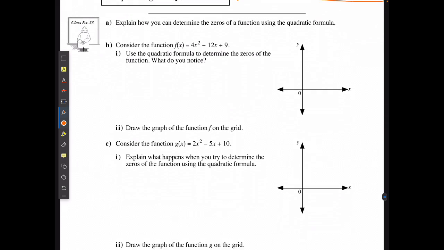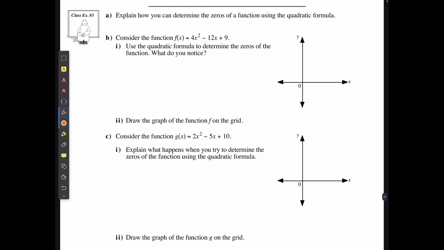So for example 3, when it says, explain how you can determine the zeros of a function using the quadratic formula, the answer is the roots of the corresponding equation can be found.